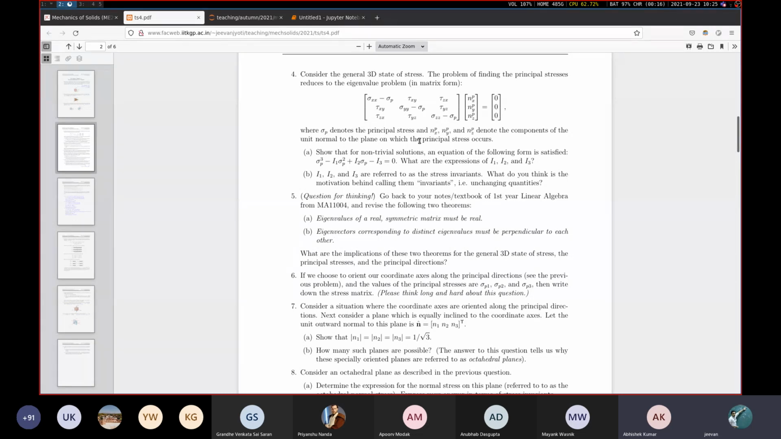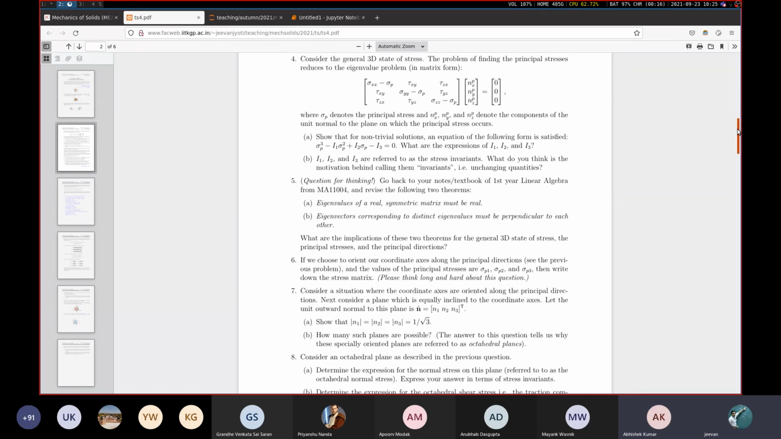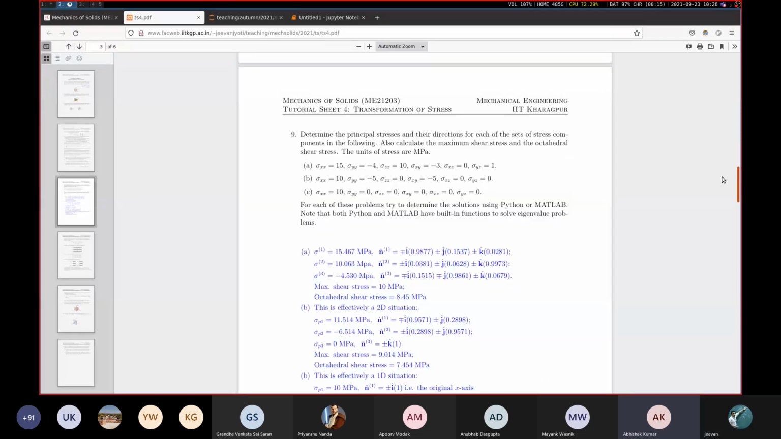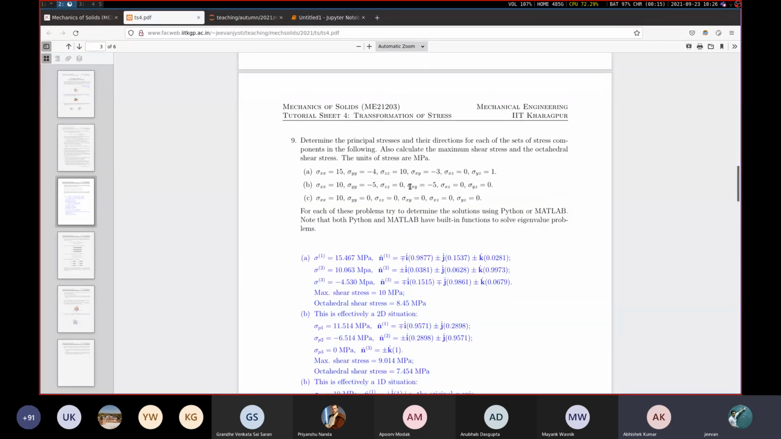Now, this question number 4 is pretty straightforward, but it's a very important question. Please do all of these things. But later on, I have actually given you some problems involving the 3D state of stress. So all the components are there. Some things are zero here, just to give you an idea about physical cases. But this question number 9A is a proper three-dimensional case. None of the components are zero here. Maybe sigma xz is zero, but in general, it's not zero.